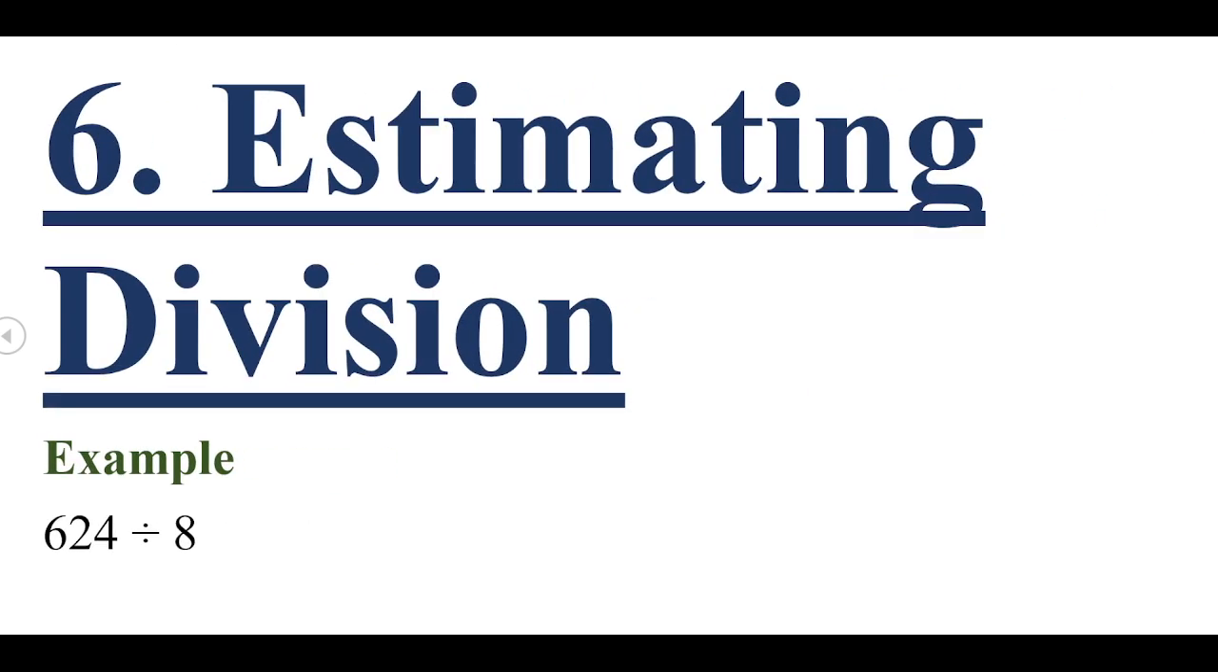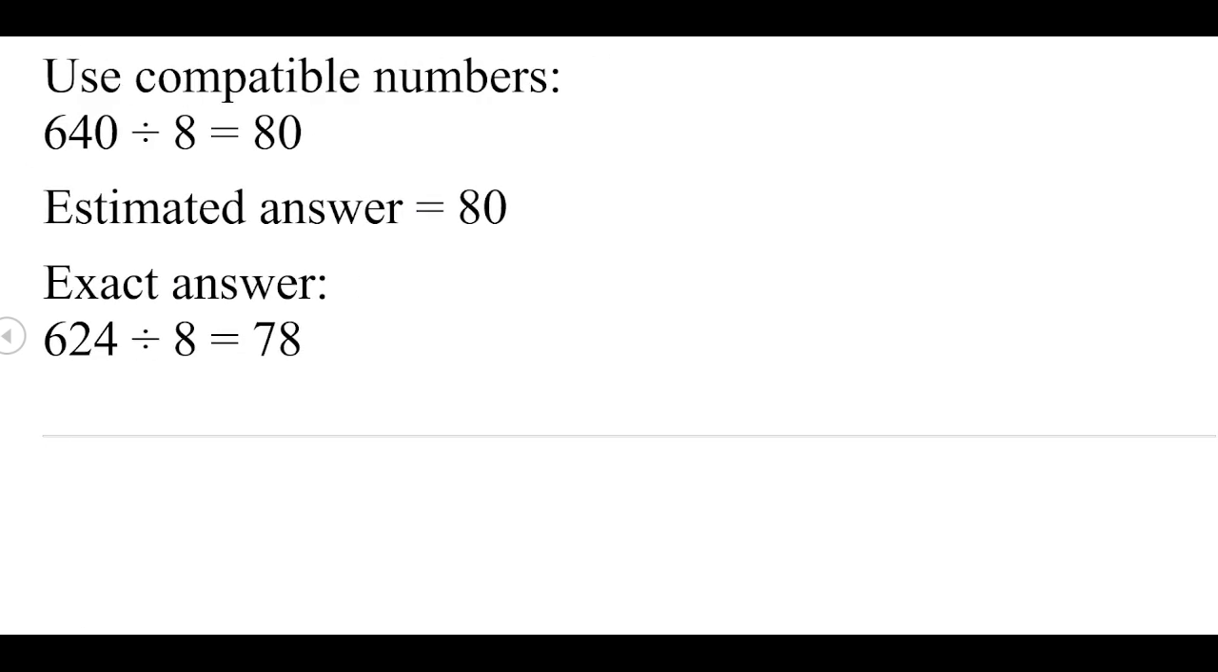We can see estimated division using compatible numbers. Sometimes normal rounding isn't ideal for division. Instead, we use compatible numbers, numbers that are friendly and easy to compute mentally. For example, 624 divided by 8. 624 is very close to 640, which divides perfectly by 8. So 640 divided by 8, the answer is 80. The estimated answer is 80, while the exact answer is 78.